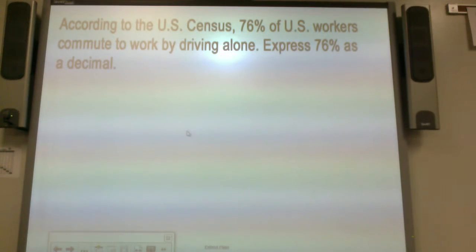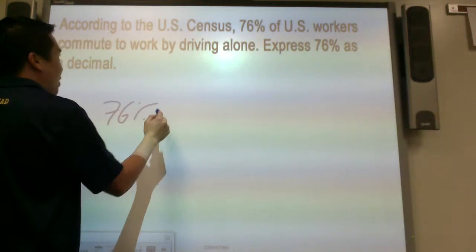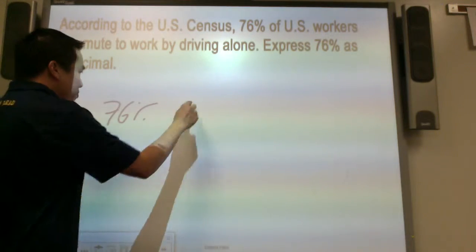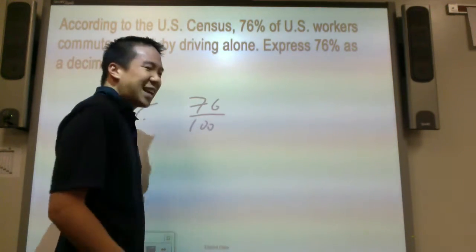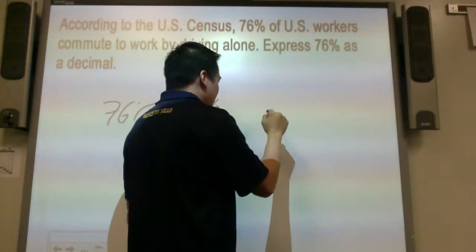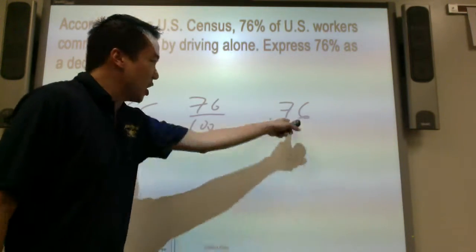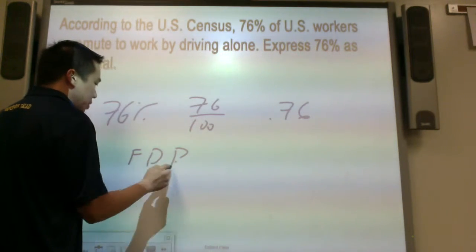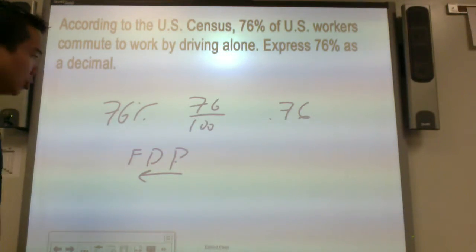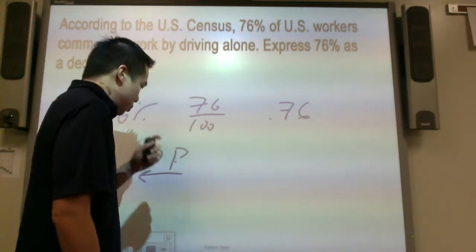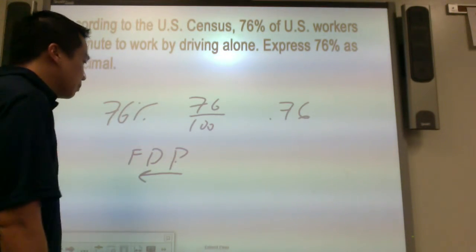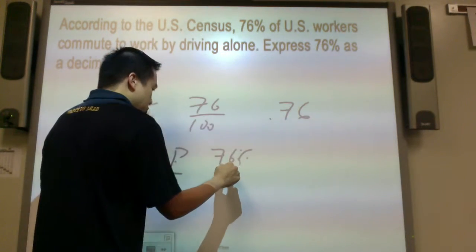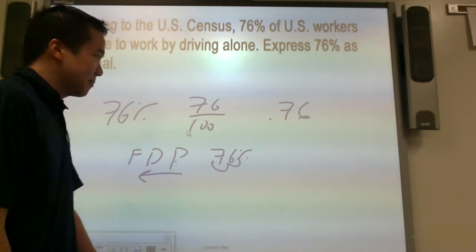According to the U.S. Census, 76% of U.S. workers commute to work by driving alone. Express this as a decimal. So let's do it mathematically. Percent means per 100. So how do you say 76 hundredths as a decimal? 76 hundredths. For those who prefer the FDP, to turn a percent to a decimal, you move the decimal 2 places back, because you're dividing by 100. So 76%, you move the decimal 2 places back, 0.76.